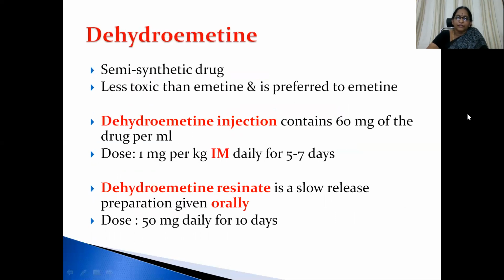Then another molecule connected to this, that is dehydroemetine. Emetine is a natural alkaloid obtained from plants, whereas dehydroemetine is a semi-synthetic drug. That is the main difference. But this molecule is less toxic when compared to emetine, so prefer it to emetine whenever we need a tissue amebicide. We have injectable preparations, 1 mg per kg IM daily for 5 to 7 days, and oral administration, 50 mg daily for 10 days.